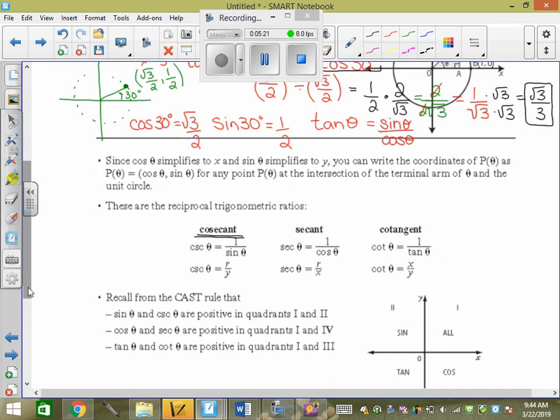Cosecant is best friends with sine. Secant is best friends with cos. I always remember that C's and S's don't go together. So cosecant is not with cos, and secant is not with sine. Cosecant is with sine, secant is with cos. If you're like, man, I'm never going to remember that, it's on your formula sheet.